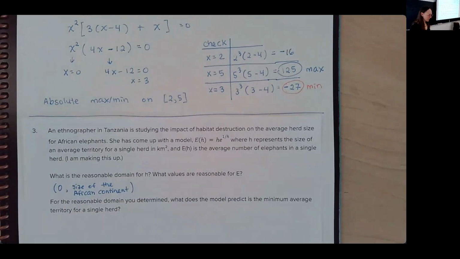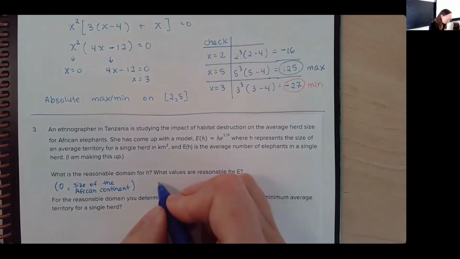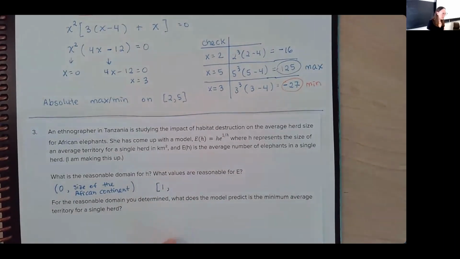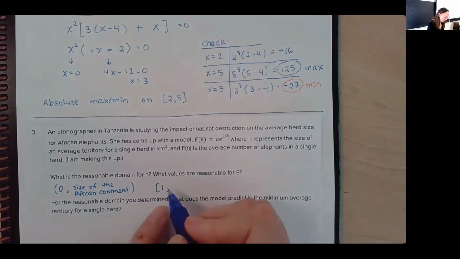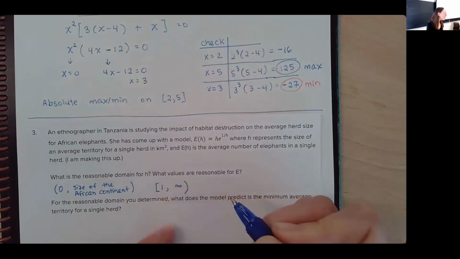Now, in terms of values that are reasonable for E, E is the average number of elephants in a single herd. Since E is a number of elephants, it really has to take on whole numbers. And it can't be 0, but I suppose it could be 1. It would mean that was the end of the herd, right? Unless something intervened, but it could be 1. I don't know what the upper end is, but I suppose it could be very large.